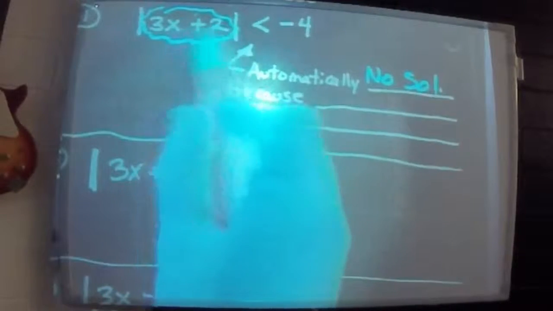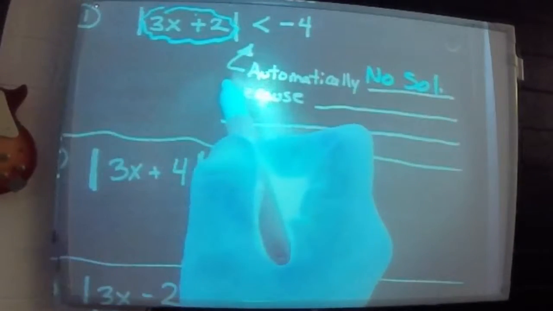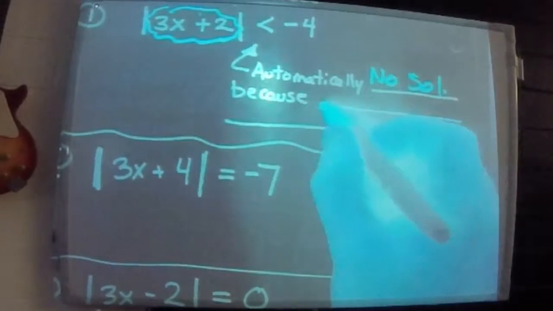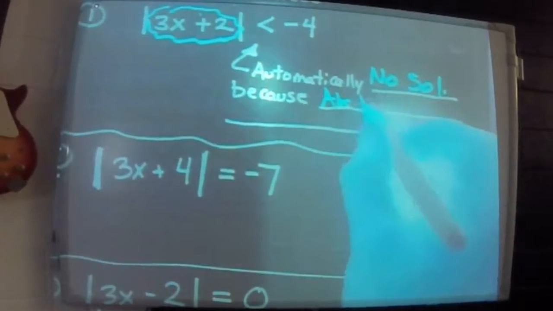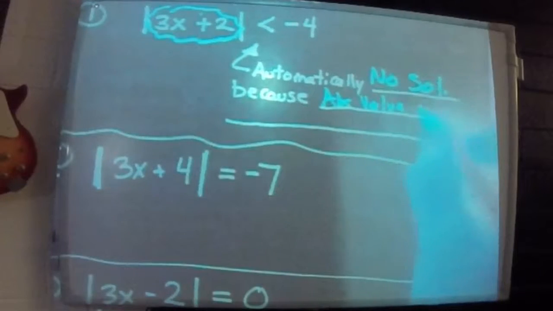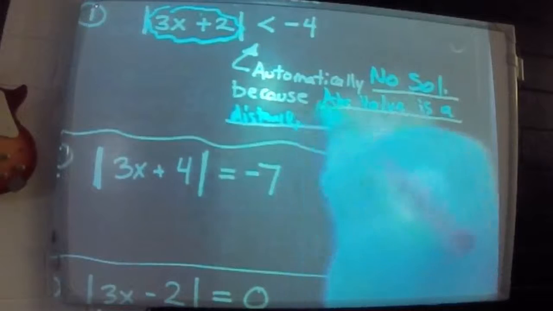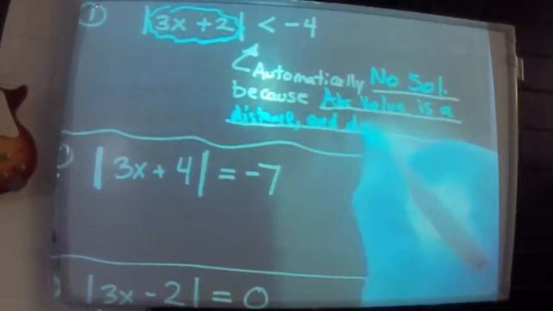Anytime you have absolute value being less than a negative, it's just not going to happen, because absolute value is a distance. The distance is positive.